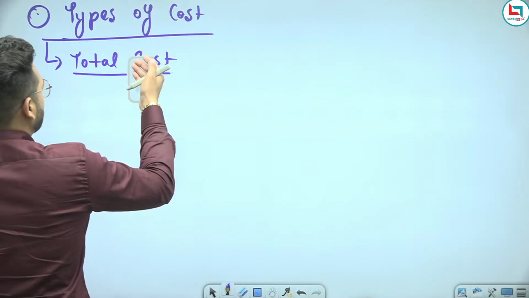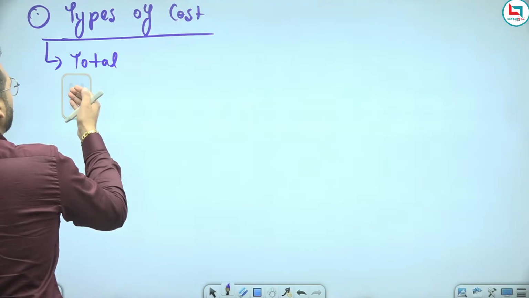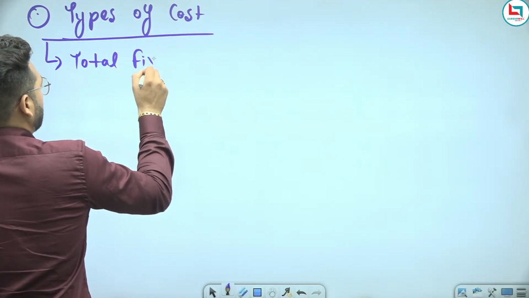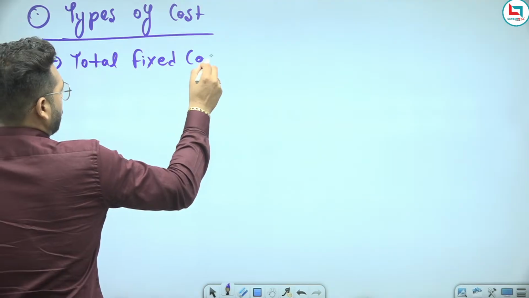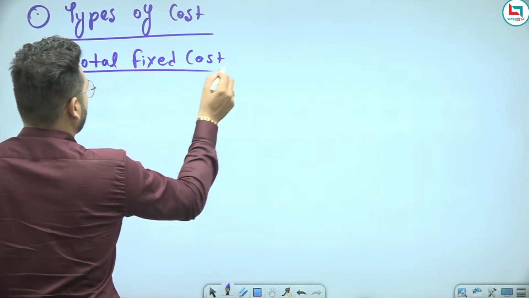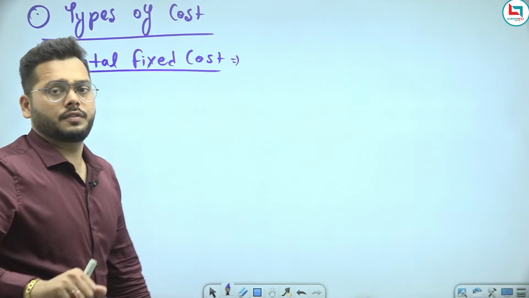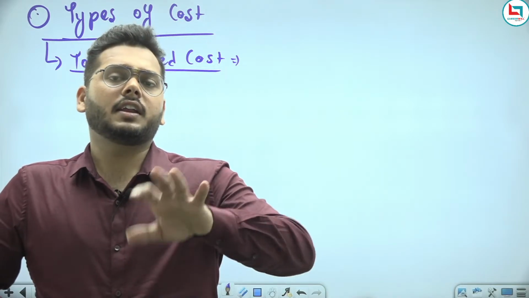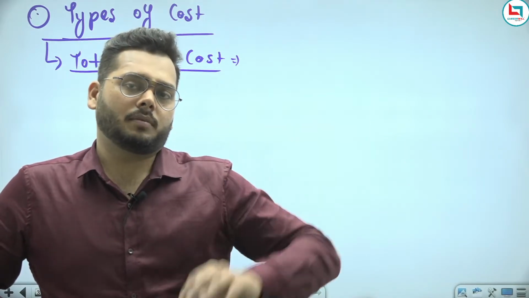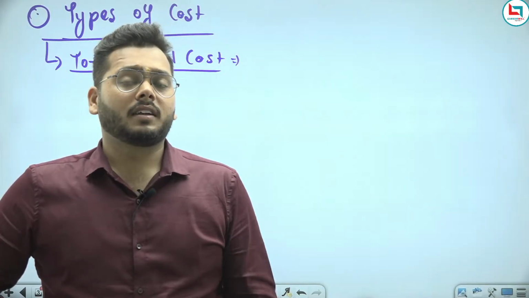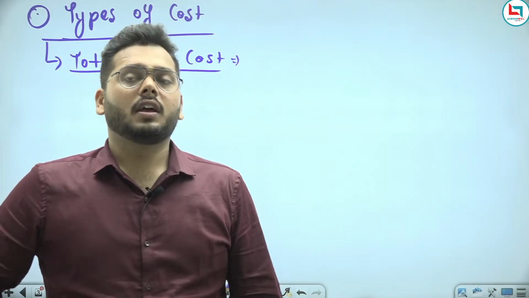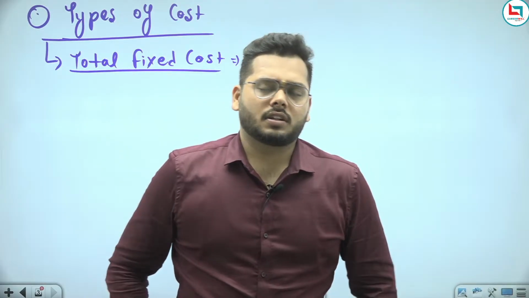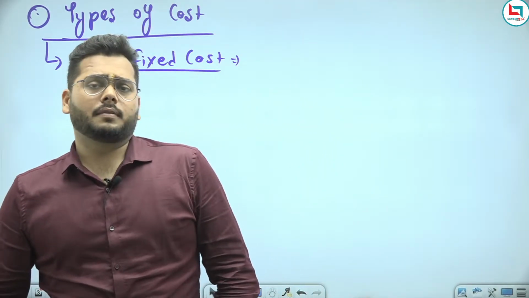First of all, I need to explain total fixed cost. The first one is what? Total fixed cost. The word itself is indicating that any cost which is fixed all the time, at all levels of output, is what is called fixed cost. Let's try to understand with an example.